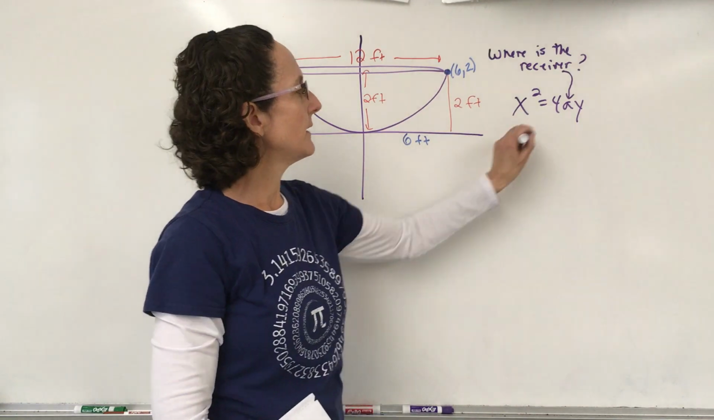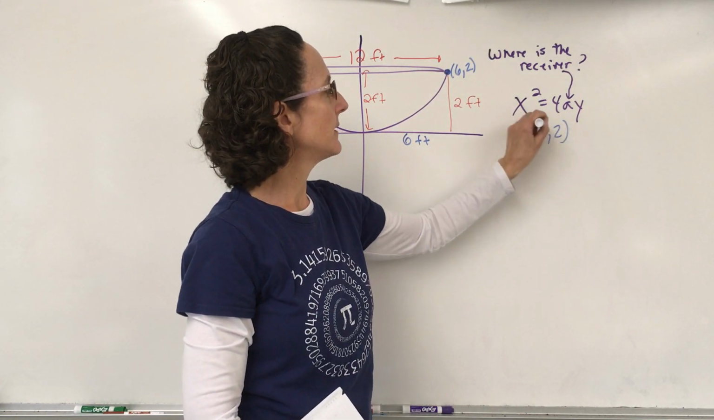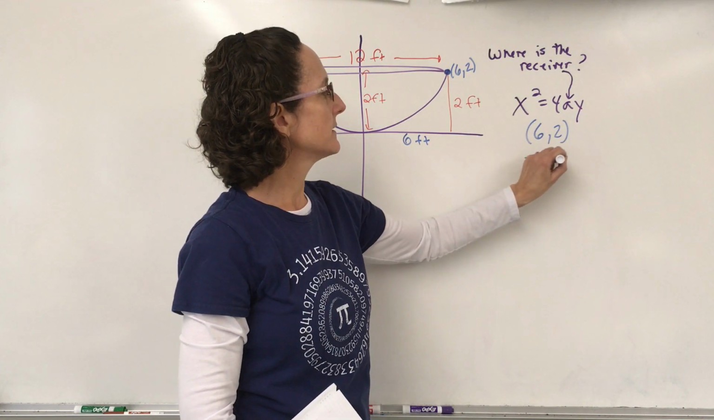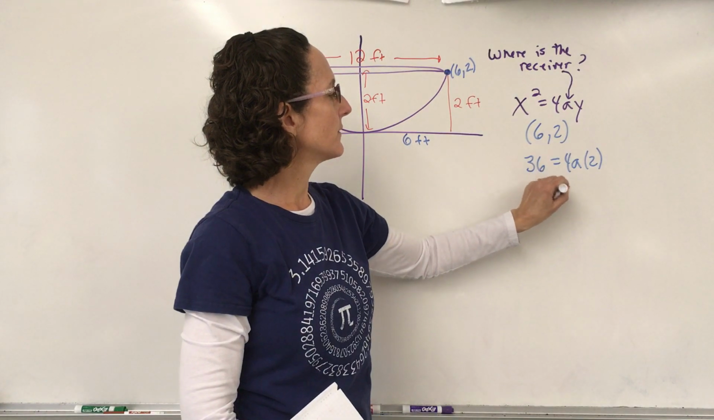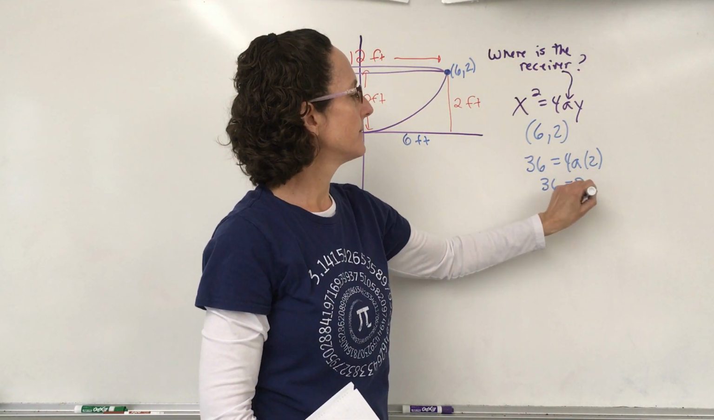Okay, so if you have a point, then you can plug that in. So you get 36 equals 4 times a times y. You get 36 equals 8a.